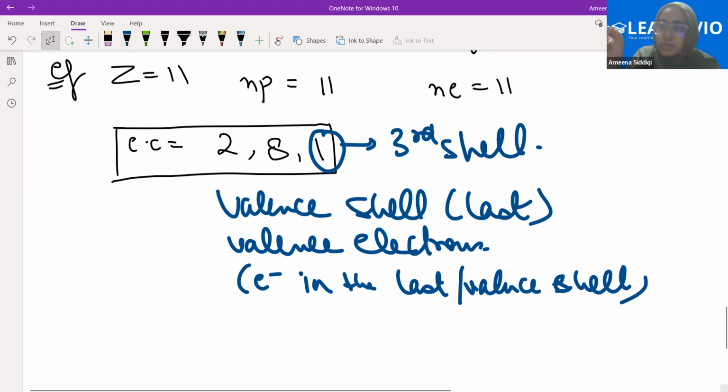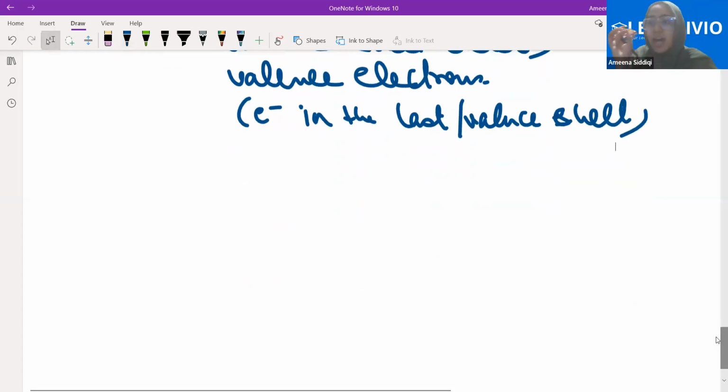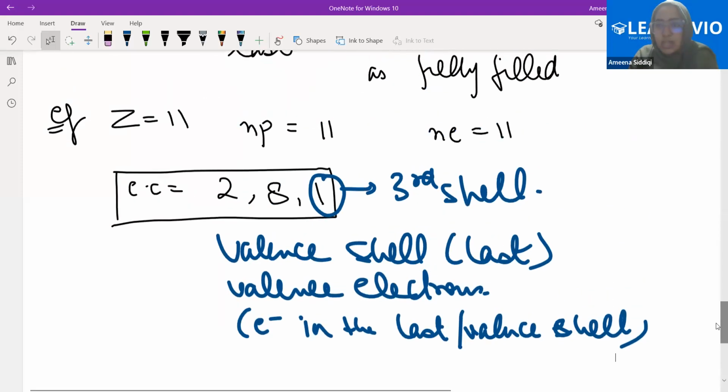Now, what is the aim of the atom? The aim of the atom is to have the last shell as fully filled. Looking at the electronic configuration for this atom, the third shell, which is the valence shell in this case, is that fully filled? No. Is the second shell fully filled? Yes. Okay.